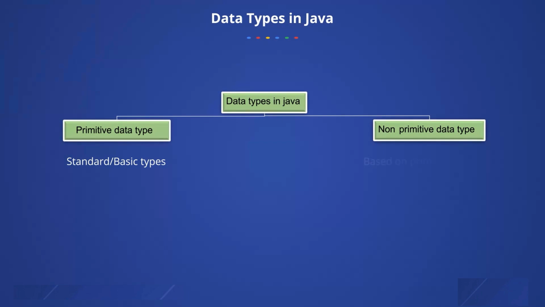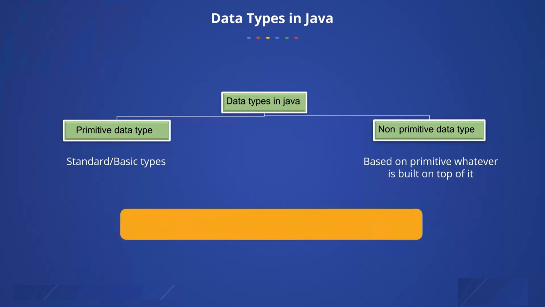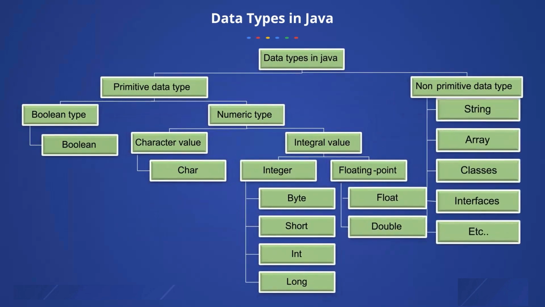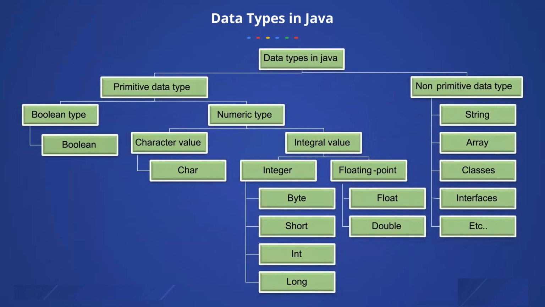Non-primitive means whatever is built on top of the primitive types; those are sometimes called non-primitive or advanced data types. And in Java, we have a huge number of data types. If you see this table, you can easily understand that under primitive, we have boolean type and numeric type. Again, under numeric type, you have different types altogether, and each data type has its own importance.